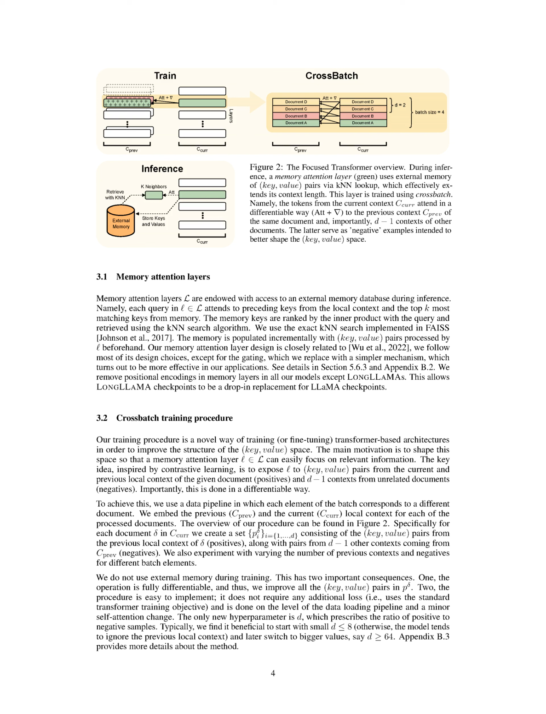Memory attention layers. Memory attention layers are equipped with access to an external memory database during inference. Specifically, each query in these layers attends to preceding keys from the local context and the top k most matching keys from memory. The memory keys are ranked based on their inner product with the query and retrieved using the k nearest neighbors (KNN) search algorithm. We use the exact KNN search implemented in FAISS. The memory is gradually filled with key value pairs processed beforehand.